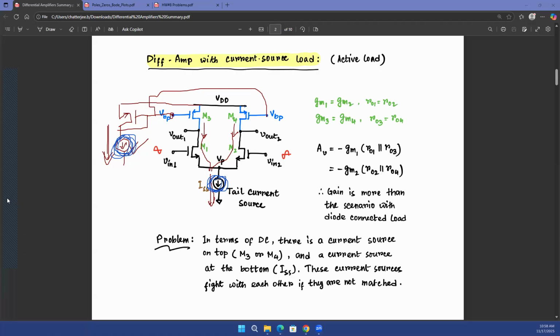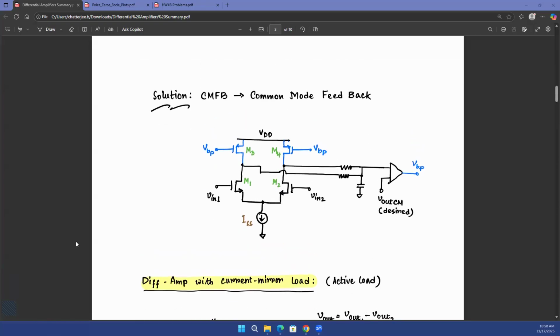And I want this class to be more about practical circuits and the problems in practical circuits. So that's why I wanted to introduce the concept. However, the solution is much more complex. The solution is generally taught in graduate level courses. The solution is called common mode feedback. So I'm not going to talk about details on common mode feedback, but just know that this exists, that there could always be a fight between those two current sources. One current source defined by your M3 and M4 transistors. The other current source is basically your tail transistor.